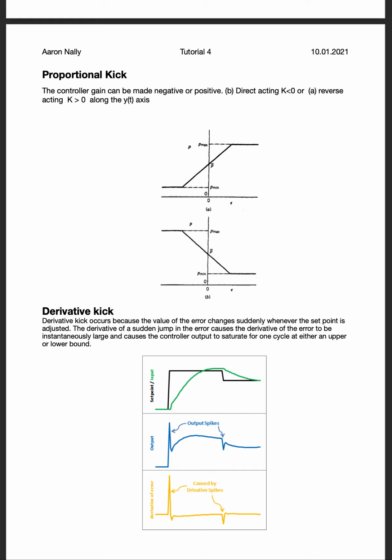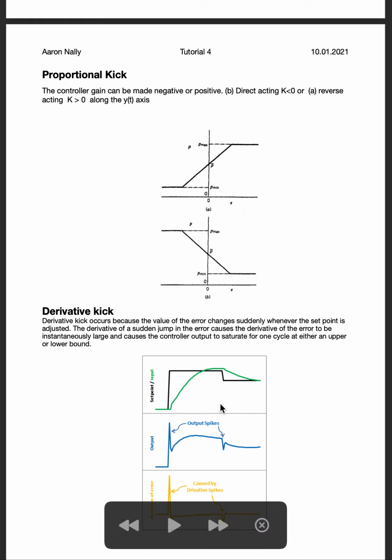And our derivative kick occurs because the value of error changes suddenly whenever a set point is adjusted. The derivative of a sudden jump in error causes the derivative of error to be instantaneously large and causes the controller output to saturate for one cycle at either the upper or lower bounds. As we can see from the graph, the natural line just gradually builds up, whereas our output sees a spike at the two changes in our set point. This causes a derivative spike.